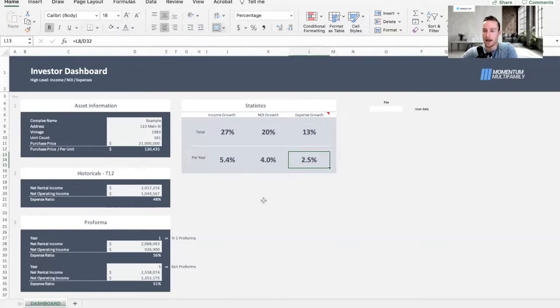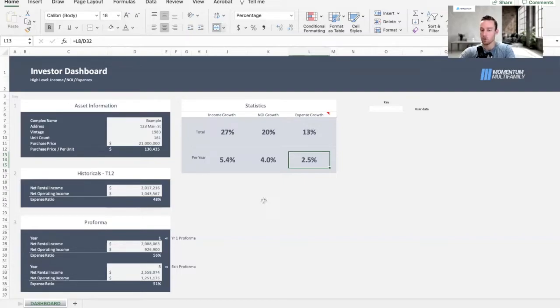So on average, organic growth is typically between 2 to 3%, really 3% is kind of the standard organic rent growth or income growth projected, as well as expense growth. Normally you grow those hand in hand at 3%. That's kind of the industry standard for organic rent growth.